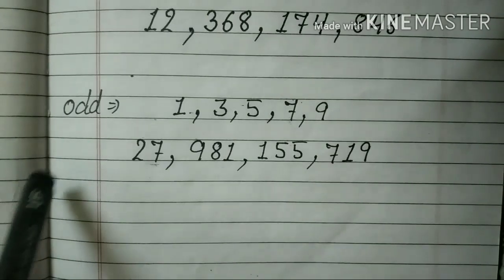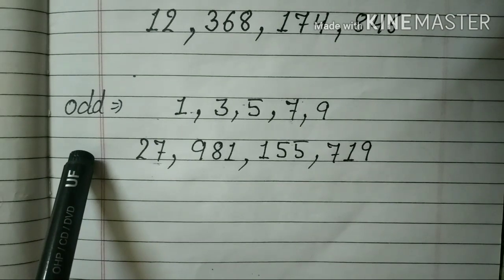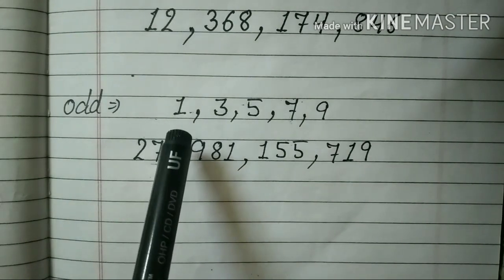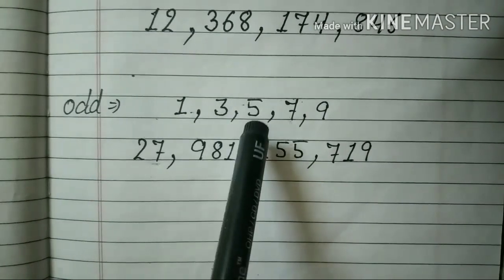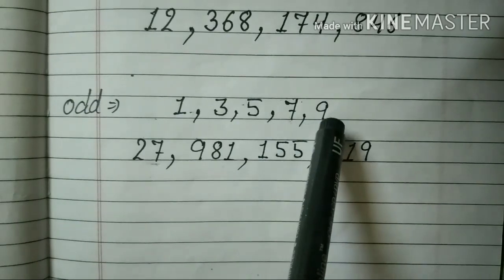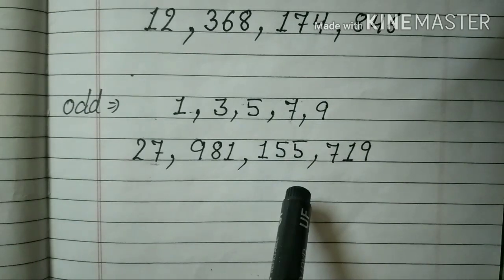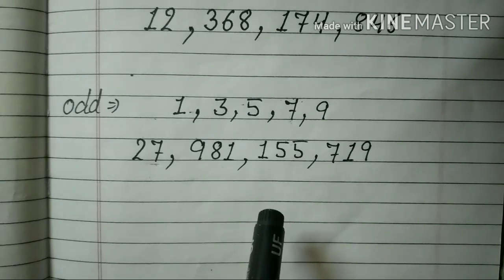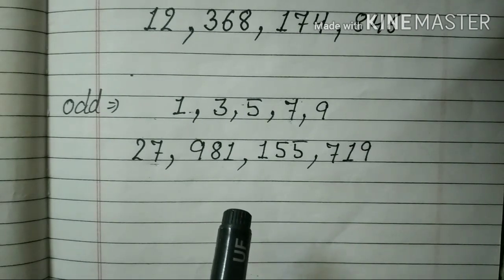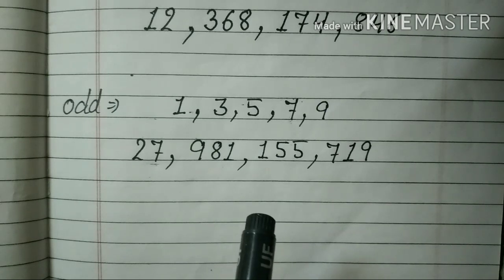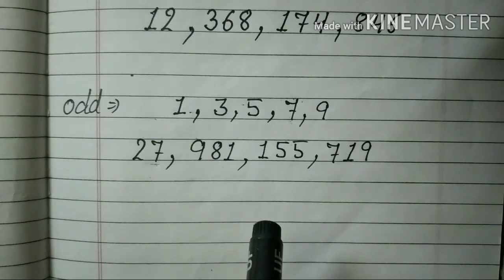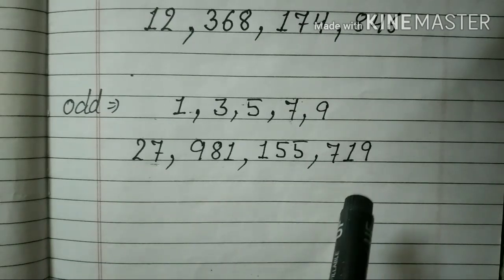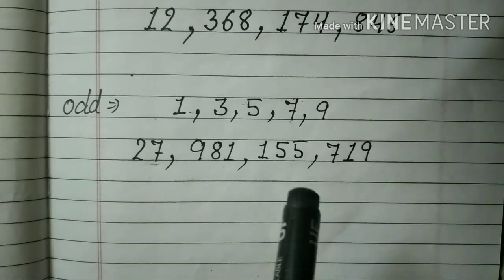So now we will discuss the odd numbers. Numbers with the digit 1, 3, 5, 7, 9 at the ones place are called odd numbers. Or we can say numbers which are not divided by 2 are called odd numbers.